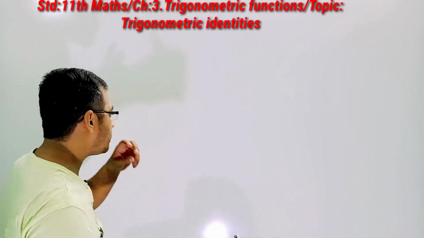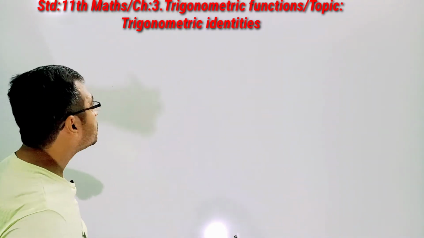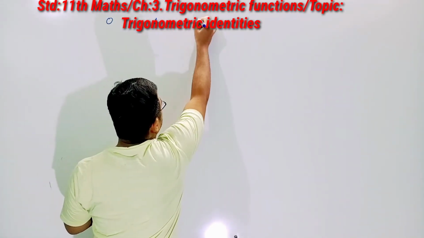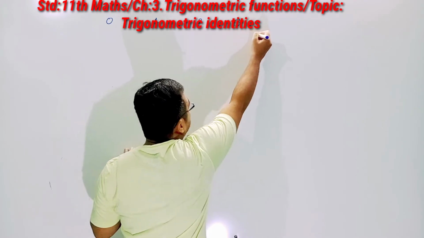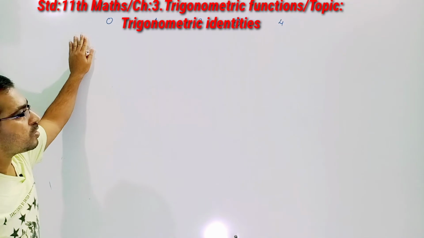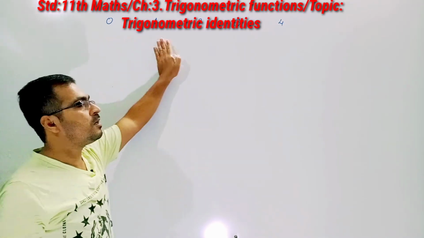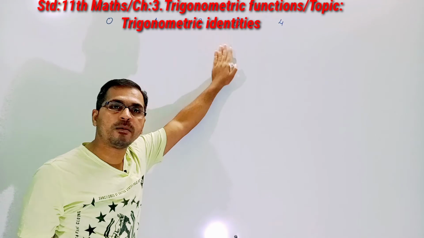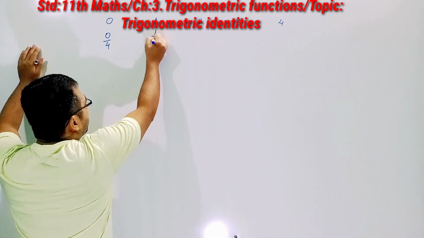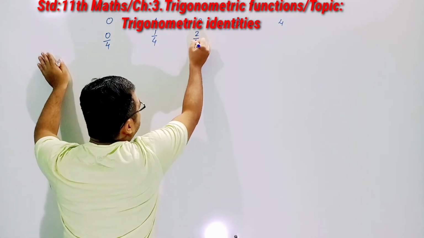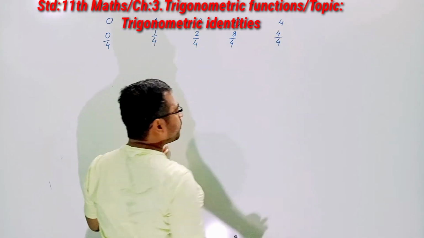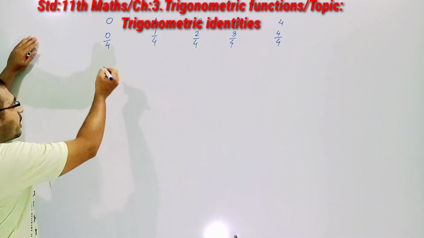Okay students, so first of all, what you will have to do over here, just write down 0, 1, 2, 3 and 4, right? The next step is what? Divide all these numbers by 4. So 0 divided by 4, 1 divided by 4, 2 divided by 4, 3 divided by 4, and 4 divided by 4. Now students, you can simplify these things.